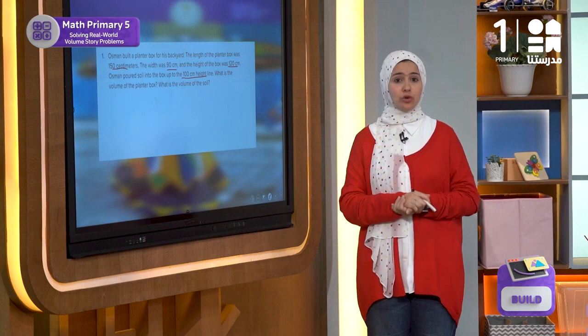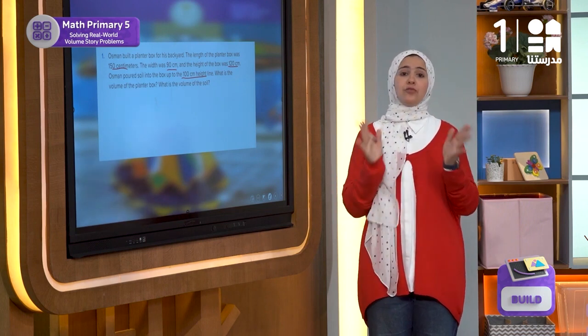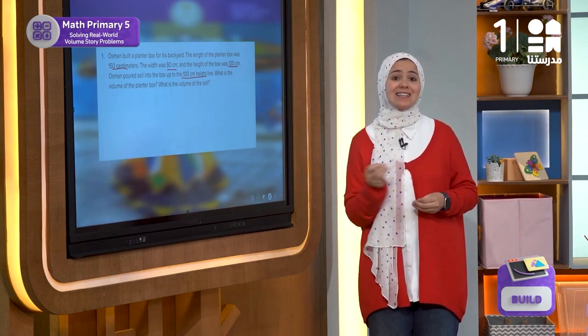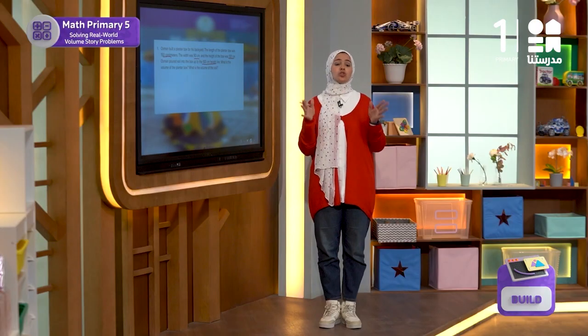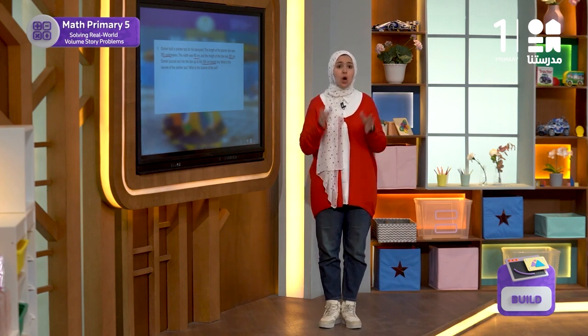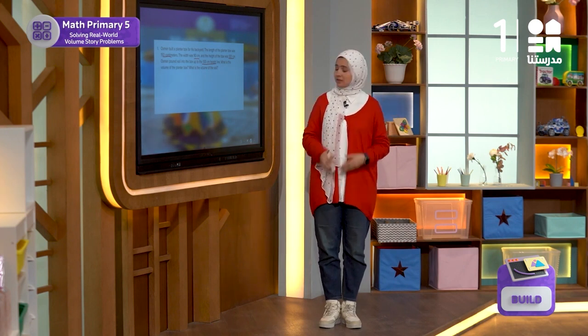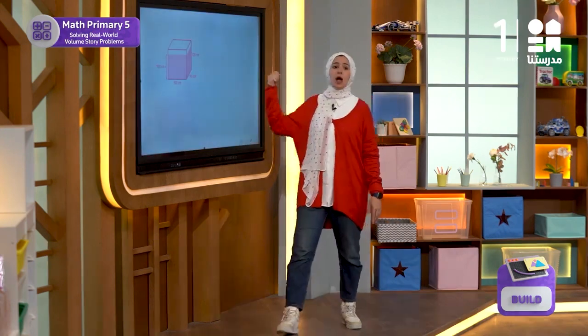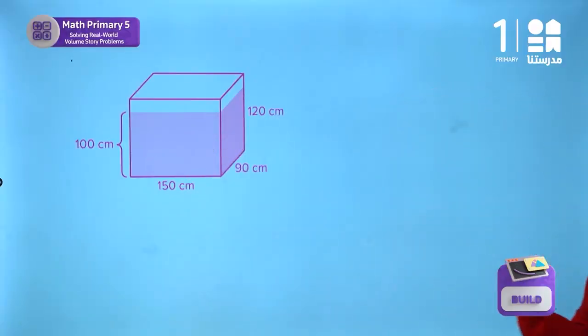Now, let's discuss the 4 questions that we have. First, what is the problem asking you to find? We should calculate the volume of the box and the volume of the soil. Now, we can represent it through drawing. What will we draw to represent it? We are going to draw a box and label the dimensions. So we will draw the box like this in this shape of a rectangular prism.